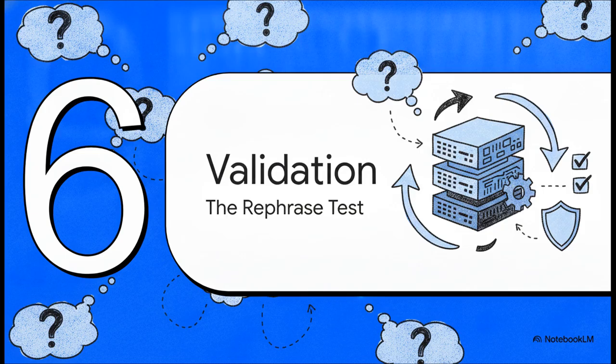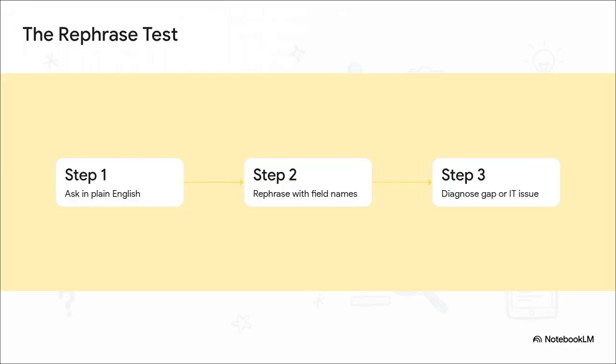Finally, Section 6, the rephrase test validation. Because we never just launch and pray. This test right here is your ultimate diagnostic tool. Take one of your 15 discovery questions and ask it in casual, plain English. Did it fail? Okay, don't panic. Now rephrase that exact question using the literal database field names. If it suddenly gets it right, boom, you just found a vocabulary gap. Go fix it in your instructions. But if it still fails, well, that's a structural data issue, and it's time to call IT.